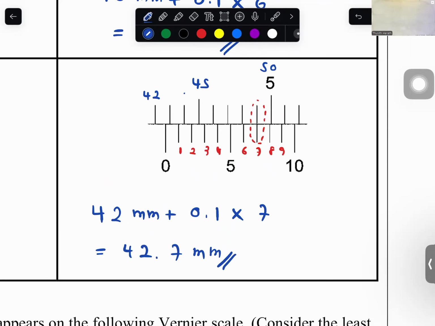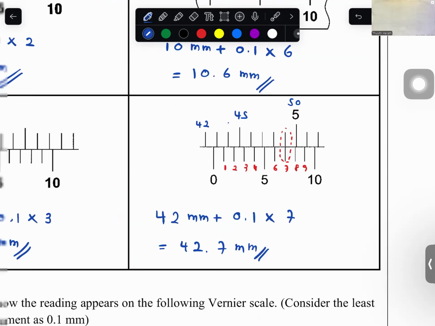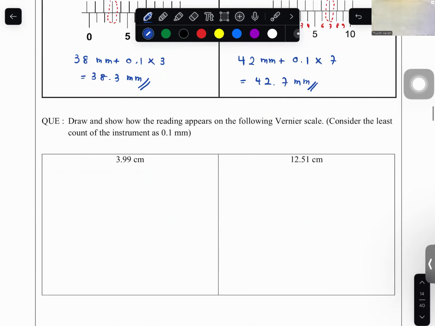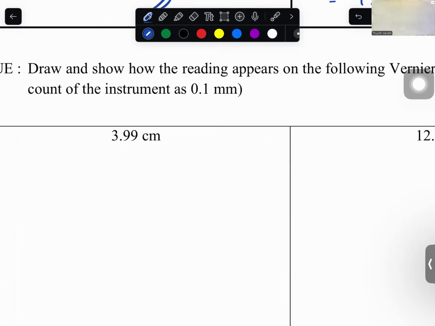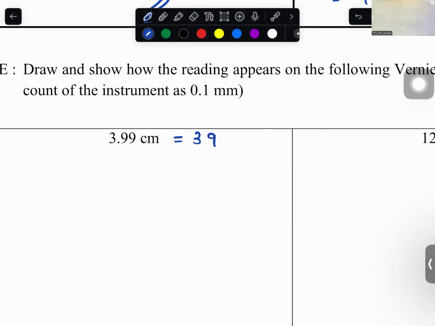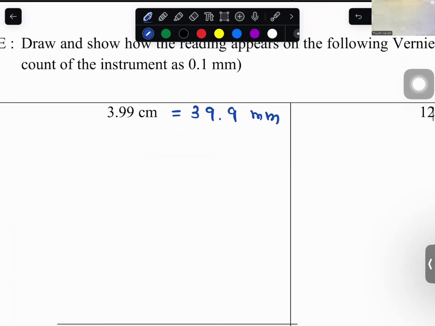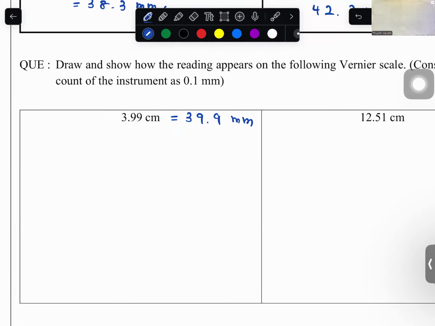Okay, now you have a better understanding about how to get a reading using a Vernier Caliper. A nice question. Draw and show how the readings appear on the following Vernier scale. Consider the least count of the instrument is 0.1. 3.99 centimeters. First, we will convert this into millimeters. 39.9 millimeters. You have to draw this. How to draw? 39.9 means the main scale reading is 39. We can again break this down into the above formula. This is formed by 39 plus 0.1 into 9, right?